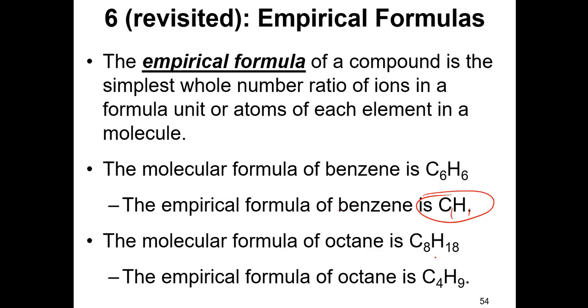And this one over here, if we divide both of these by 2, then we have C4H9. Now we couldn't divide it by anything else. If I divided by 4, then I would have ended up with a fraction for hydrogen. So the most I could divide it by is 2 for each, and this is the empirical formula.